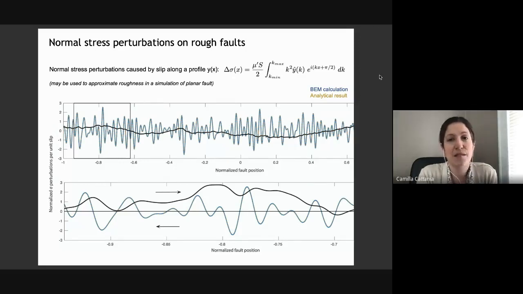But the analytical result may be useful for running simulations on a planar fault and using this as a proxy for roughness. And we did some tests, and it seems to work reasonably well. So it may be useful for numerical methods that have trouble dealing with the complex geometry. And we can use this as a proxy.